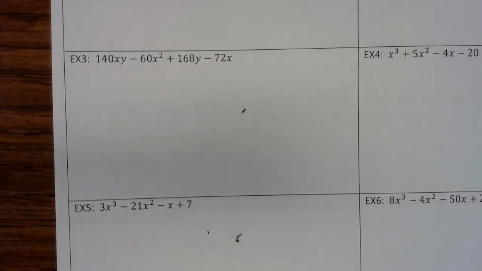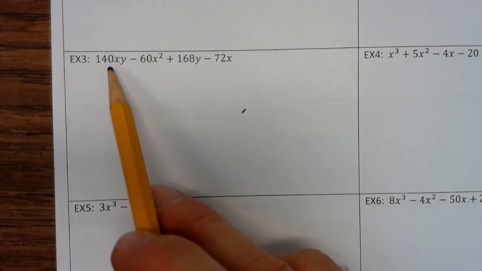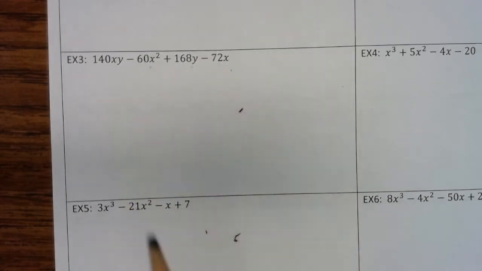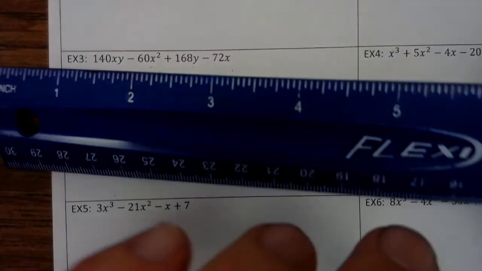All right, let's take a look at example 3. Step 1, group terms. I know it doesn't look like it, but they're grouped, and you'll see why in just a few seconds as we go through it. Now we factor out the common monomial. And before we do that, we want to draw some lines.